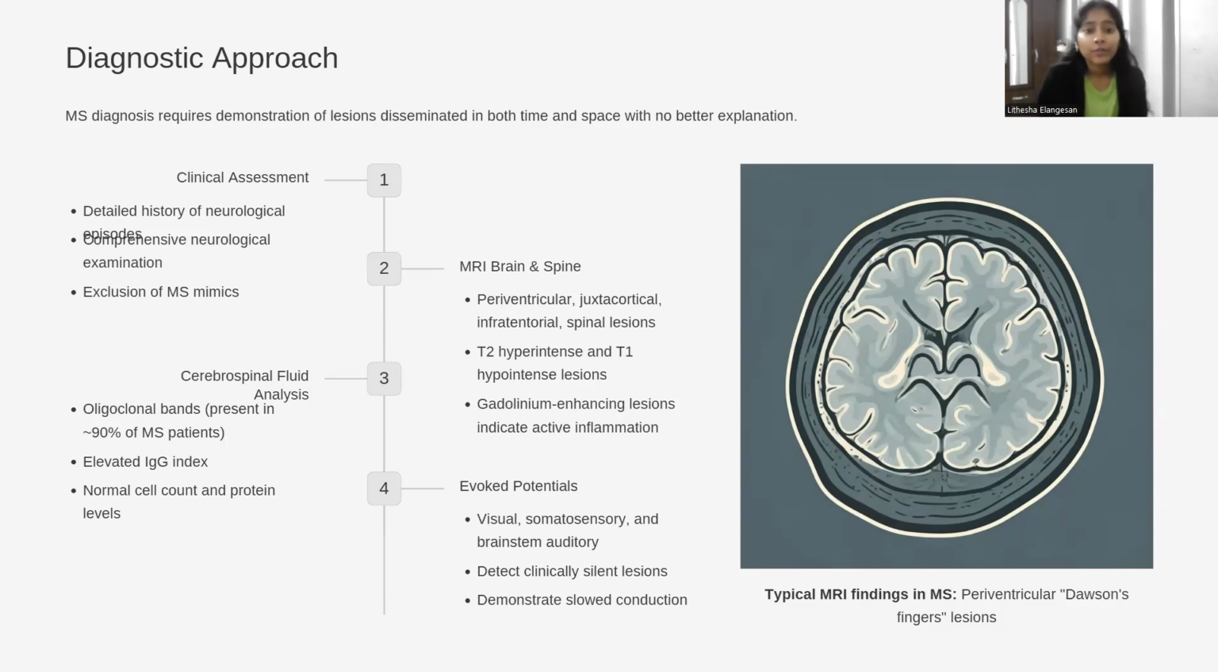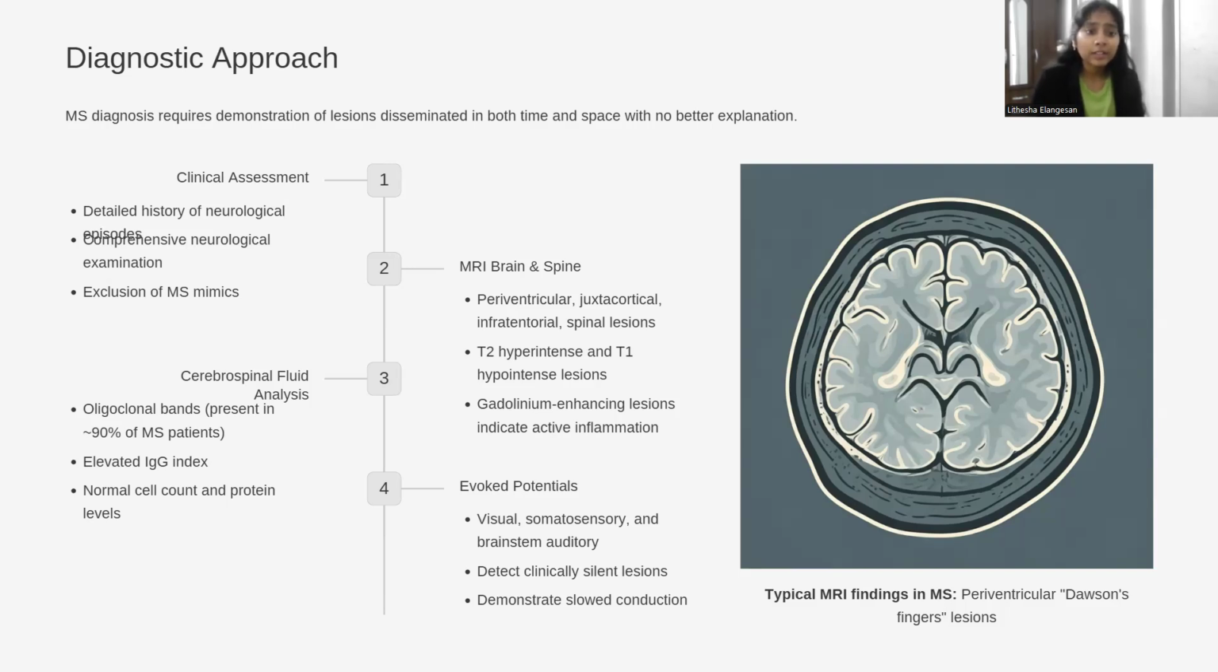They can also look for other forms of lesions, which are T2 hyperintense and T1 hypointense lesions. And there's a specific type of lesion known as a gadolinium enhancing lesion, which is an active lesion. This indicates that active inflammation is happening, which is a major sign of MS.